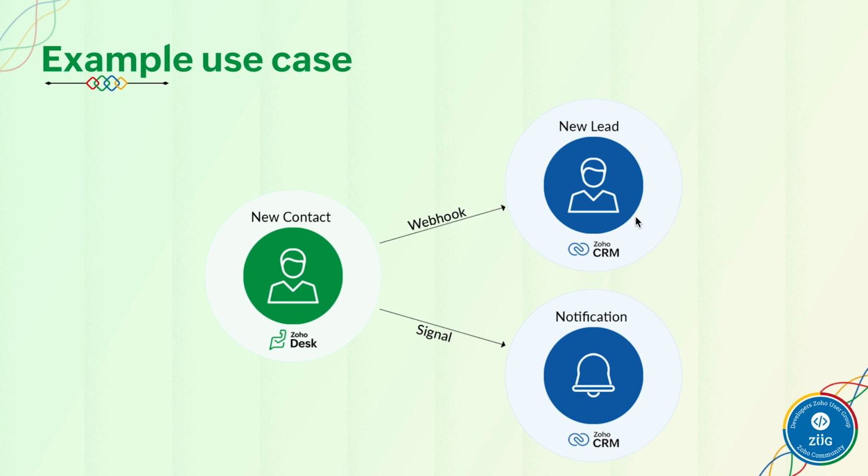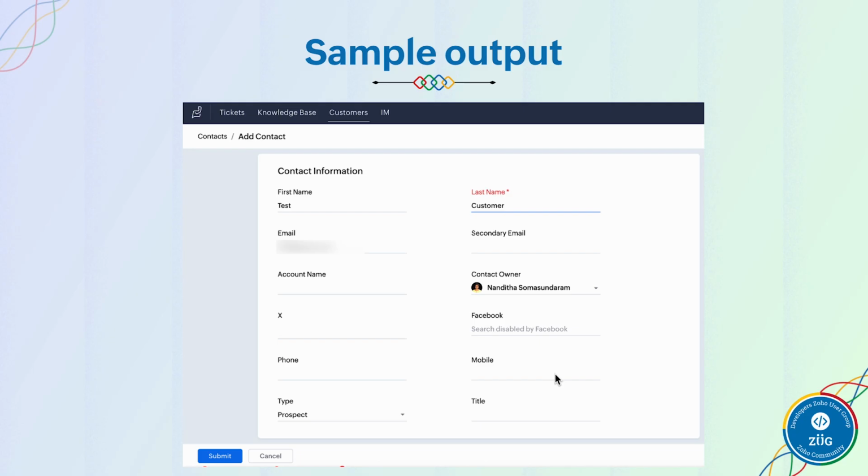So after the new lead falls into Zoho CRM, we are going to use the signals feature to notify the CRM end user that a new lead has entered CRM from Zoho Desk. Along with this, I've included some sample outputs so that you can better relate to the use case we're discussing. This is my Zoho Desk page where we can create a new contact.